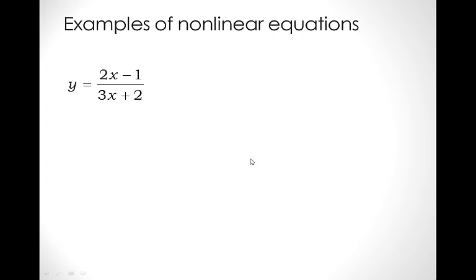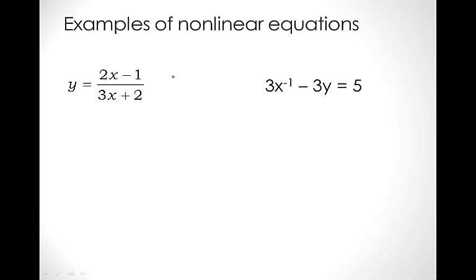Another one, y equals 2x minus 1 over 3x plus 2. You may think you can multiply both sides by 3x plus 2. Well, we can do that to at least remove that, but then we have, again, a product. So whenever we have products of x's and y's that we're unable to split apart, that aren't going to cancel out in some way, it's going to be nonlinear.